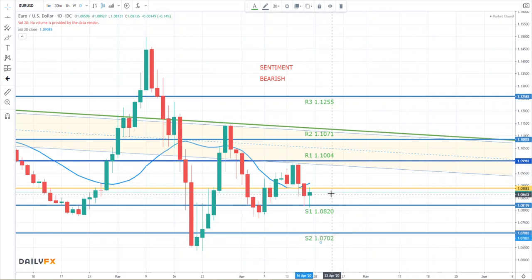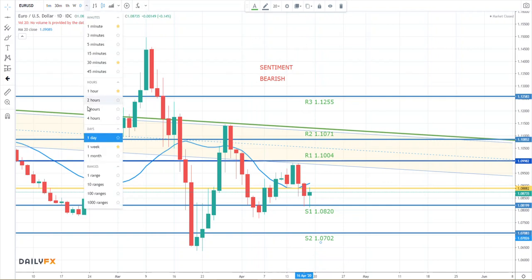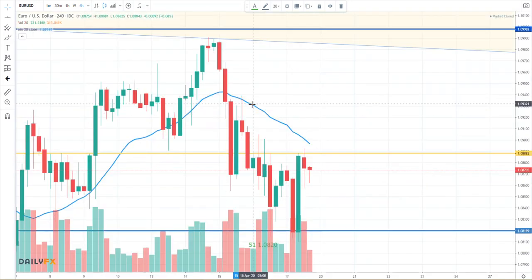So there we go. Possibly price might just kind of, well, here's the thing: if price moves below and hangs below this daily moving average, that's what I'm really looking for. Just looking for rally sells, opportunities to sell off. Let's go ahead and look at the 4-hour real quick before we wrap up.